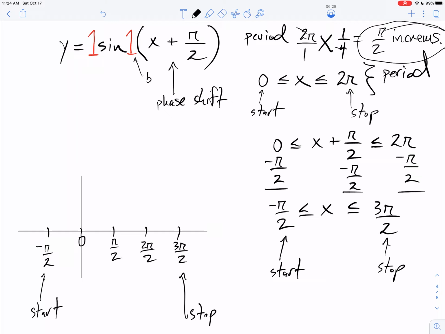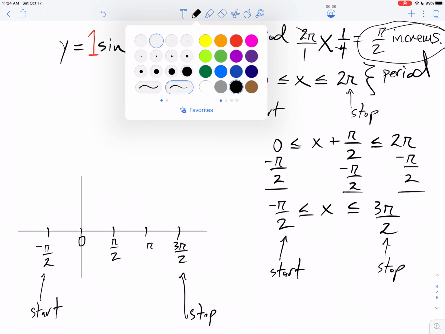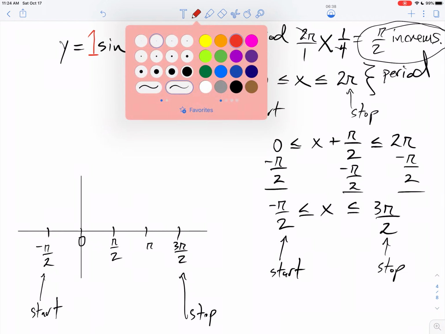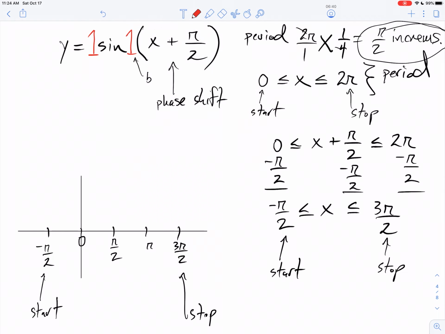Now, of course, you want to go back and you want to reduce. I don't want to call it 2 pi halves, so I'm going to get rid of that. I just call it pi. And then I'm going to sketch this graph. I'm going to use red. And remember, this graph, its amplitude is 1. So it's going to go as high as 1. It's going to go as low as -1.